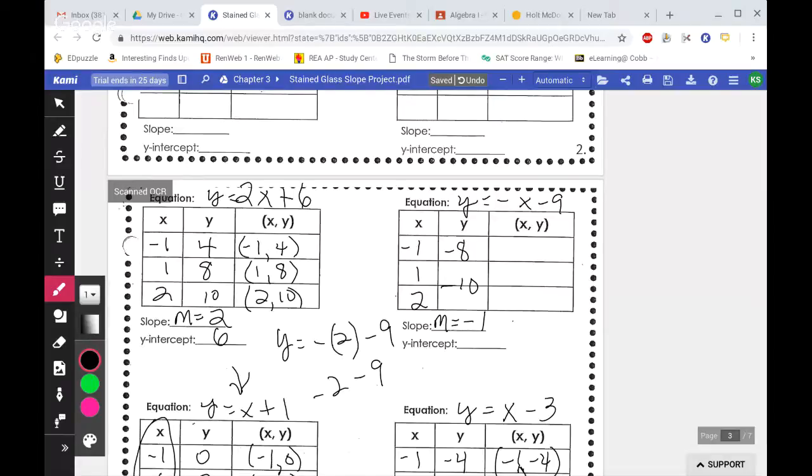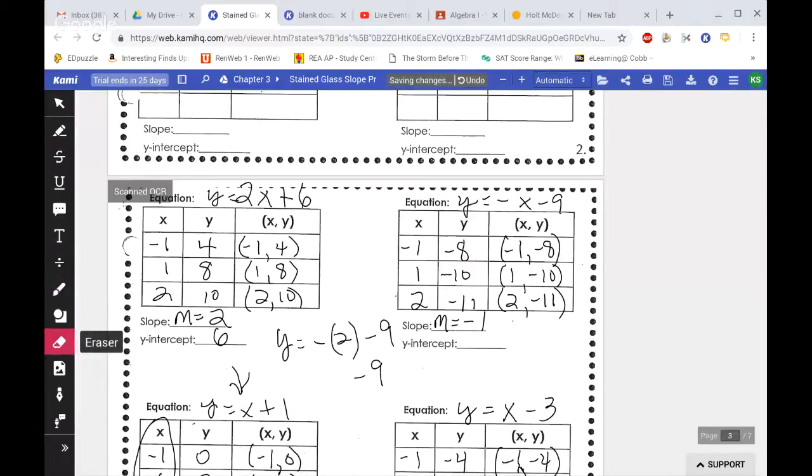So negative 2 minus 9, that's a negative 11. So my coordinates are negative 1 and negative 8, 1 and negative 10, and 2 and negative 11. Any others that anybody wants me to work with them?